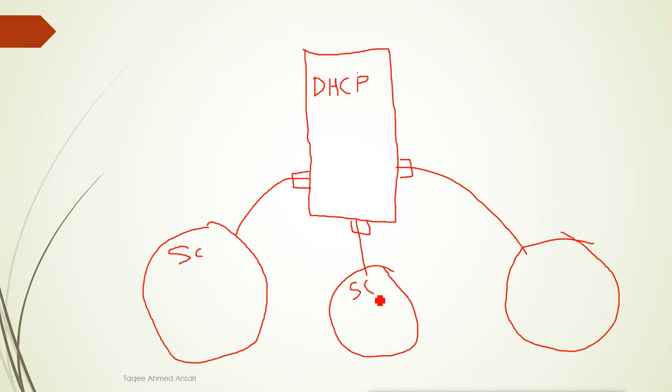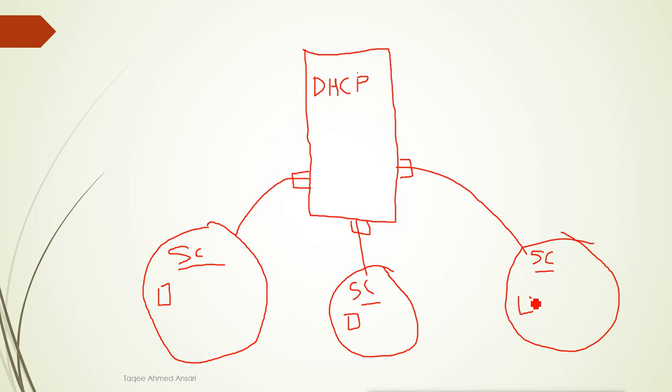Then we can create a separate scope for this subnet. That means in the same DHCP server we have three scopes: scope 1, scope 2 and scope 3. Now in this scope we have a different DNS server, in this scope we have a different DNS server, in this scope we have a different DNS server.